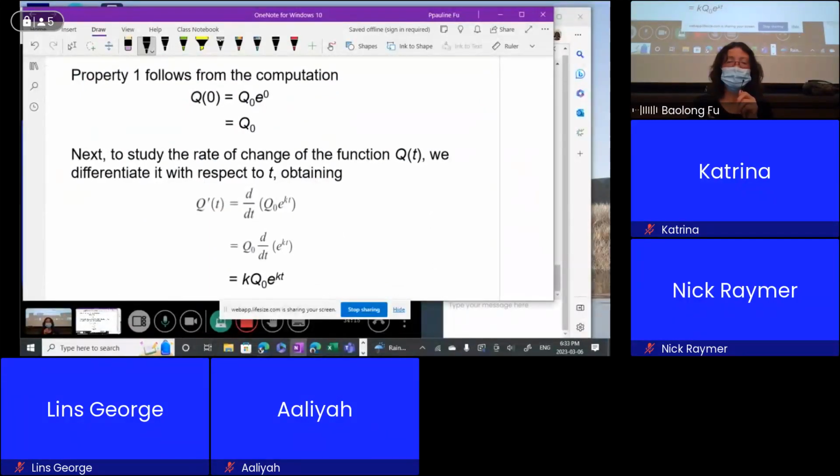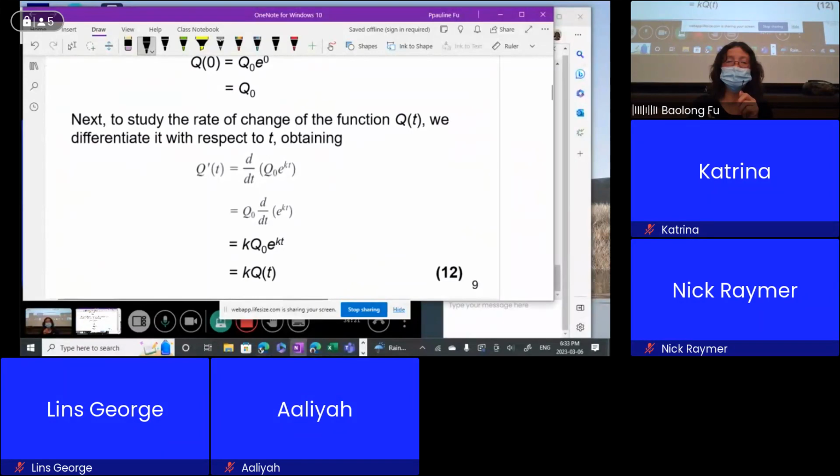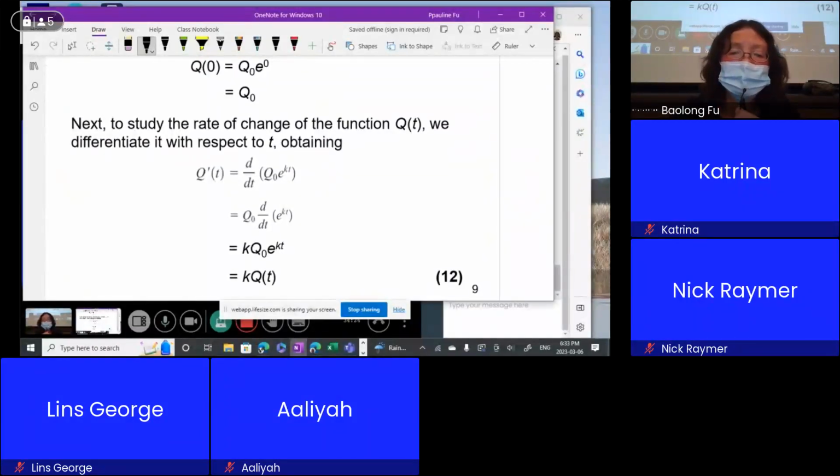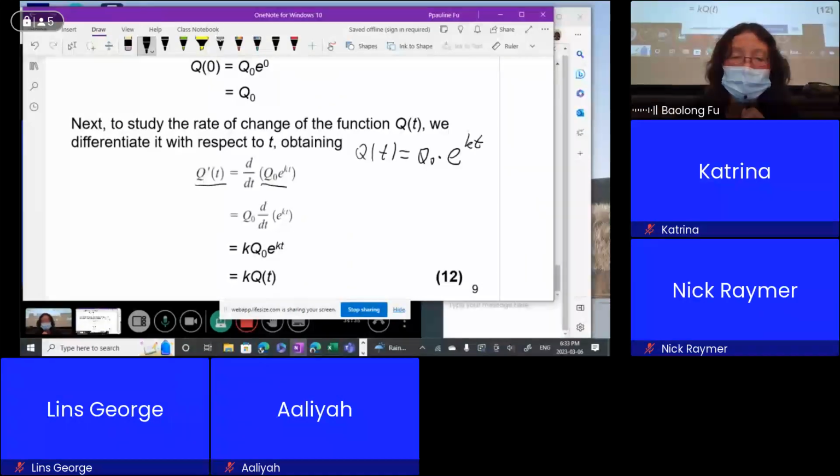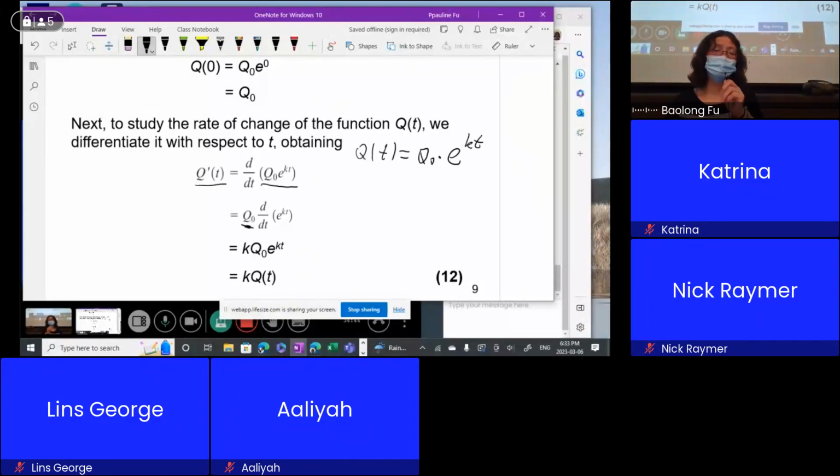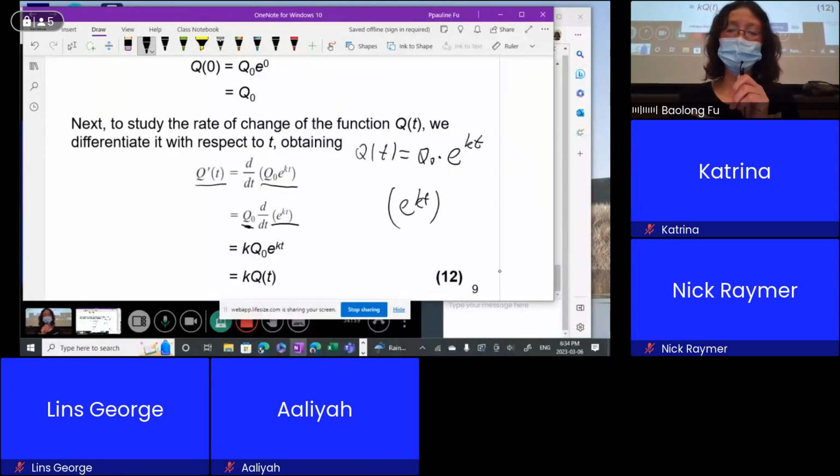Okay, next, let's figure out what is the derivative of Q(t). Remember what is Q(t)? Q(t) equal to Q0 e raised to power kt. Both sides you take derivative. So left hand side you got this one. Right hand side, Q0 is constant. You can put the constant in front of the derivative. So it is just take derivative of e raised to power kt.